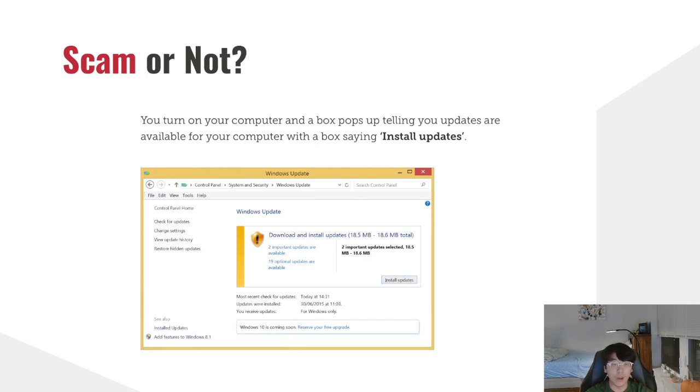And install updates. Of course, it's good to install updates, and I would say this is not a scam. And you should really install updates on your computer because there are always updates that prevent you from getting malware. So this is not a scam.